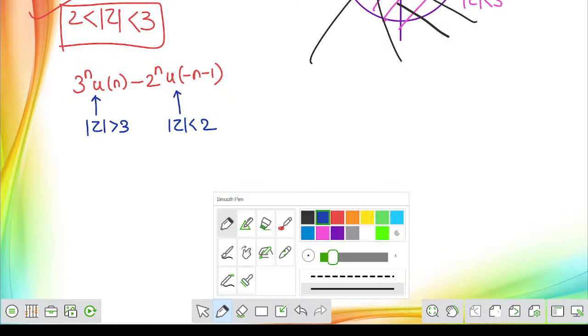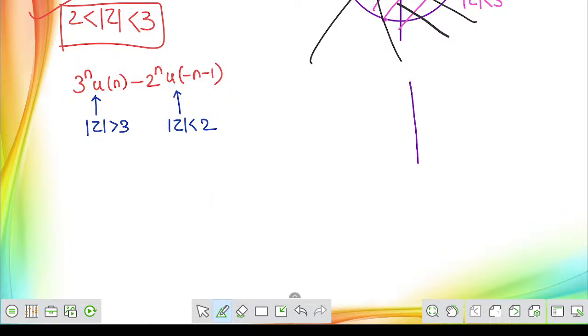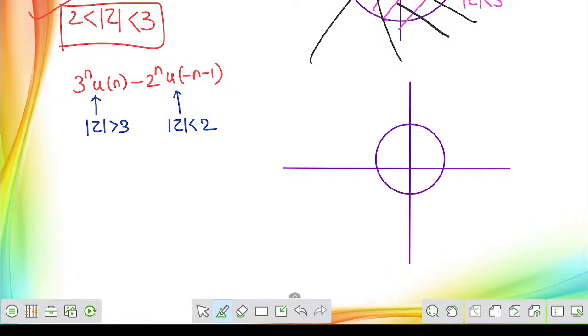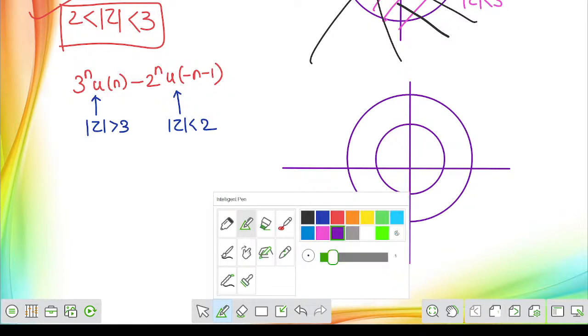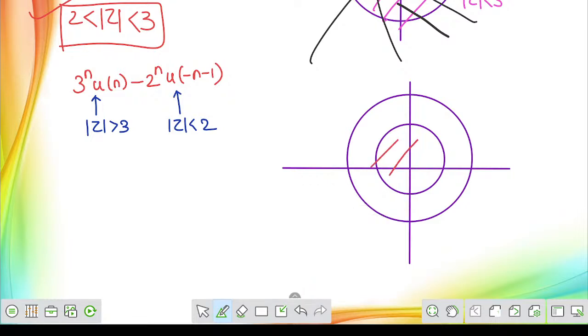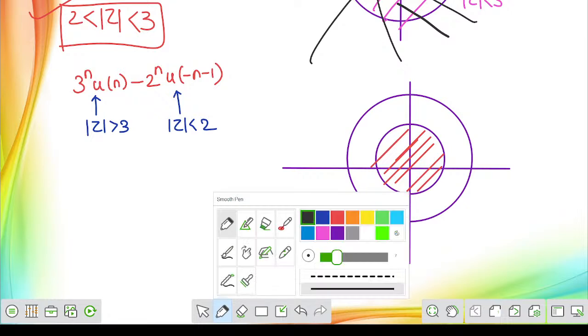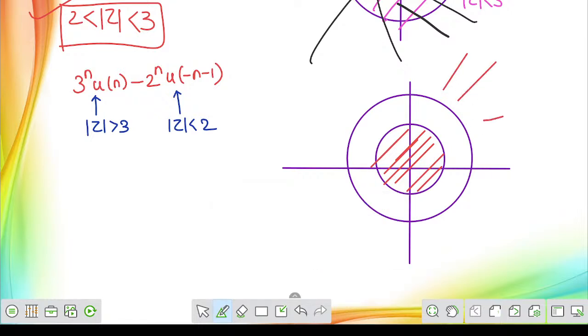If you are trying to draw the ROC for this function, for the first one, the ROC is going to be less than 2. For the second one, the ROC is going to be greater than 3. How will you draw this? I will show you. The first one will have the ROC inside this region. Only this one is going to be the ROC for the first person. Whereas for the second person, the second person lies outside this because mod z is greater than 3.